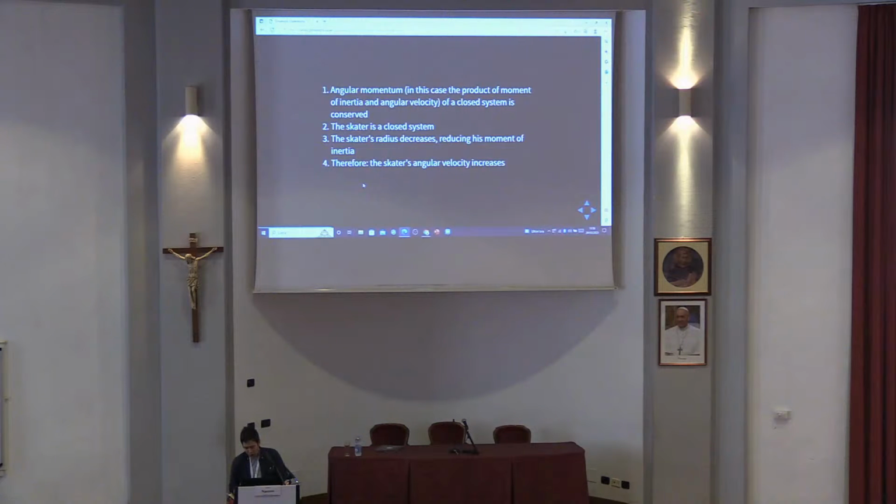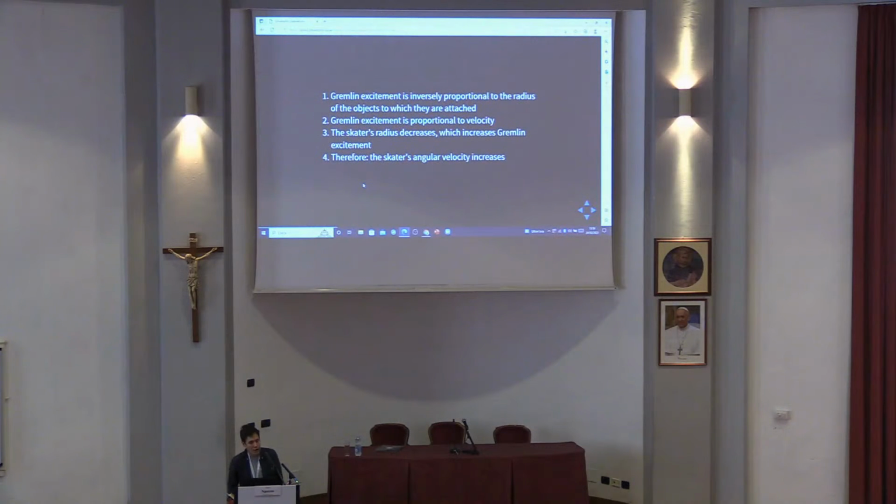Compare this to a deductive argument of the following form. Gremlin excitement is inversely proportional to the radius of the objects to which they're attached. Gremlin excitement is proportional to velocity. The skater's radius decreases, which increases the gremlin excitement. Therefore, the skater's angular velocity increases. So we've got two deductive arguments, both leading to the conclusion that we're trying to explain, the angular velocity of the skater increasing. What is it that distinguishes between these two arguments?